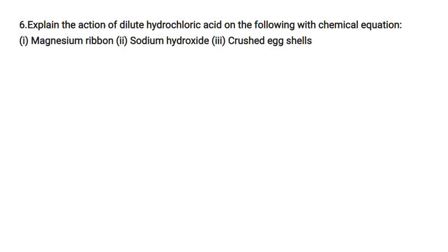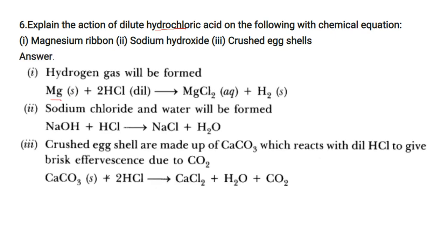Explain the action of dilute hydrochloric acid on the following with the chemical equation. So HCl, we will combine all these three with HCl. Magnesium, when combined with hydrochloric acid, will liberate hydrogen gas. Sodium hydroxide, when it combines with hydrochloric acid, will give you sodium chloride and water.